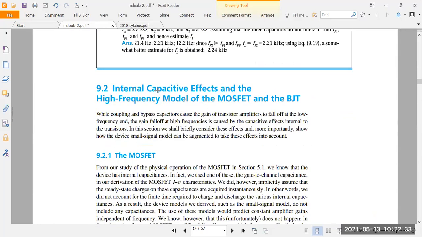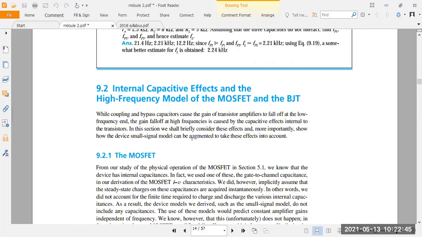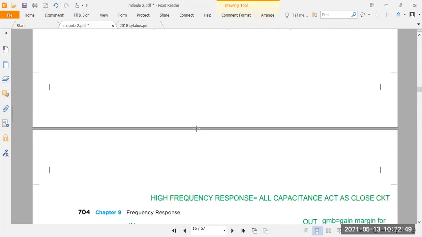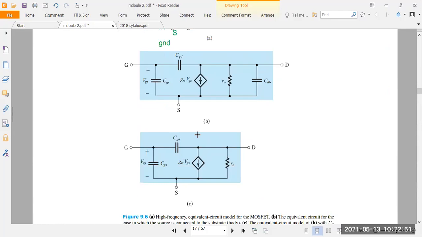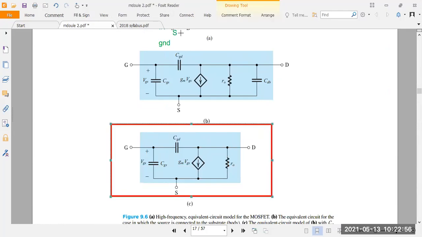This one is the internal capacitance effect and high frequency model of MOSFET. Neglect BJT here, since in the syllabus only MOSFET is considered. You take this diagram here. Which diagram is this one? Can anyone answer this?